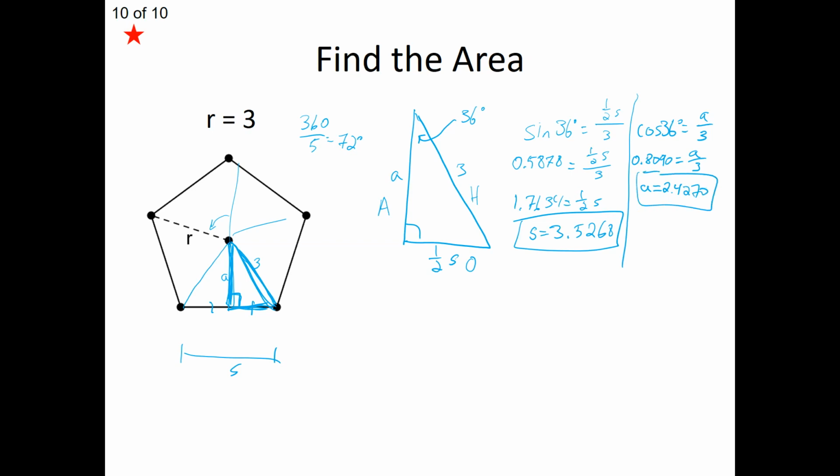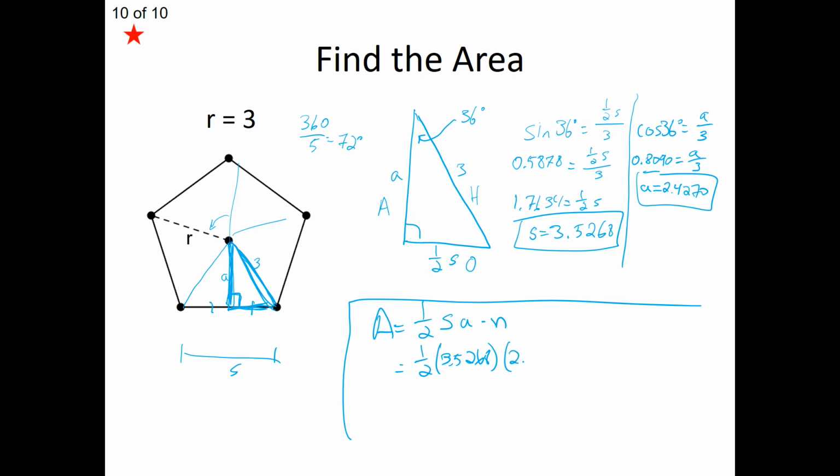Now we have both of our missing measures. So you see, we had to dig a little bit deeper. We had to find both the side length of our regular polygon and the apothem of our regular polygon. Now we can use our area formula: 1/2 the side length times the apothem times the number of sides. So we have 1/2 times 3.5268, times our apothem, 2.4270, times the number of sides. This is a pentagon, so it has 5 sides. We multiply that all the way through, and I'm going to round it in this last step. So it's approximately an area of 21.4. And there we have it, the area of our regular pentagon.